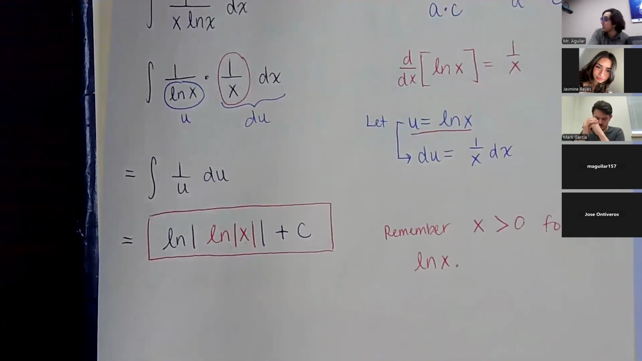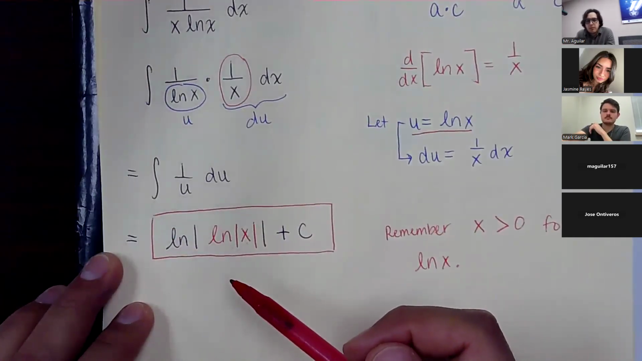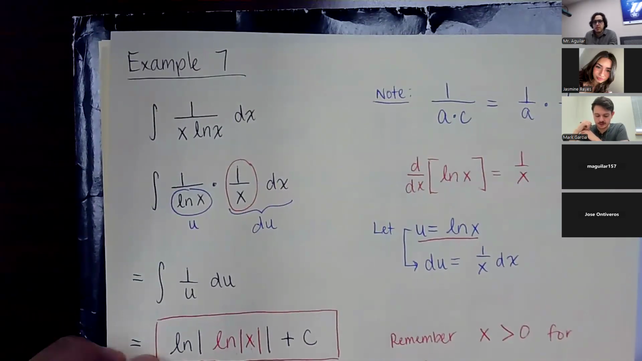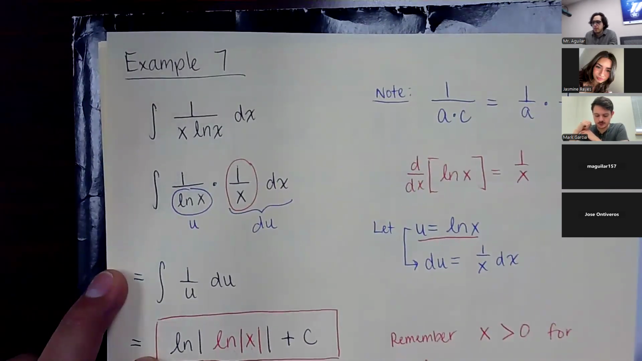So let me see. We have a question in the chat. Could we use the power property here? Mark, what do you mean by the power property here? Sorry, in the original question, it was 1 over x ln x, or natural log x. Could we have turned it into 2x, or am I misunderstanding the power property?